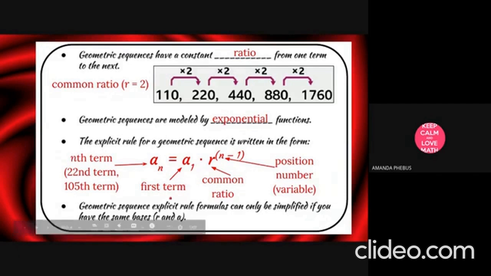Geometric sequences can only be simplified if you have the same bases. So a sub 1 and r, if they are the same number, you can simplify. Otherwise, you're not allowed to simplify. A lot of people try to multiply these together. Don't do it. Never, ever do it. Don't multiply those together. That's a big no-no. If you can simplify it, I will show you what it looks like and how to do it. I promise.